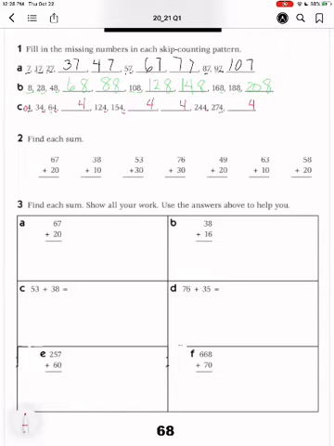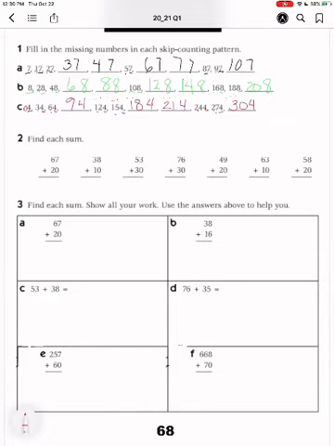3 to 6 is 3. 12 to 15 is 3. 24 to 27 is 3. So it's going up by 3 in the tens place. So we've got 3, 6, 9, 10, 11, 12, 13, 14, 15, 16, 17, 18, 19, 20, 21, 24, 27, 28, 29, 30.